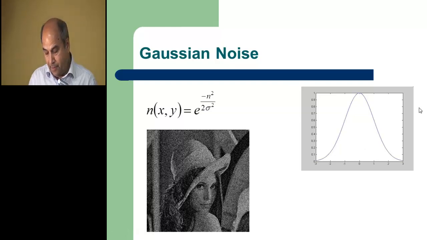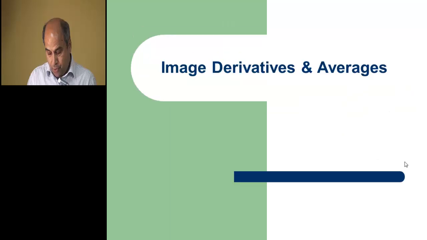And probability that it has a little bit of noise around here will be very high, but probability that it has a very large noise will be very low, or very small noise will be low. So that's why Gaussian distribution. So given that, now we want to look into what we can do with images.